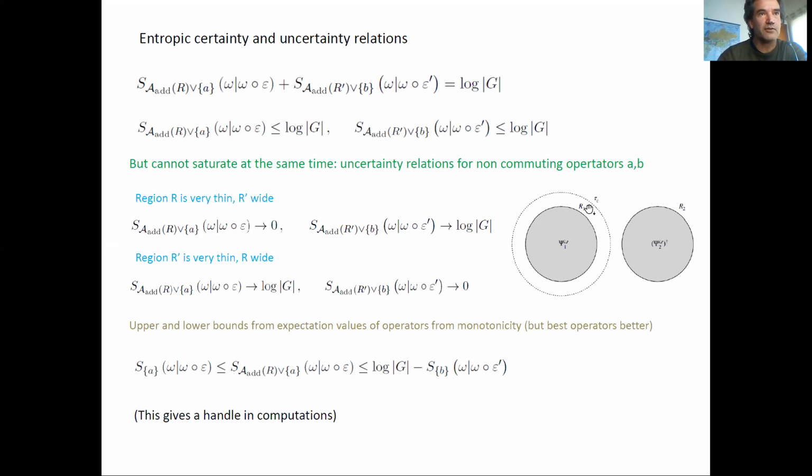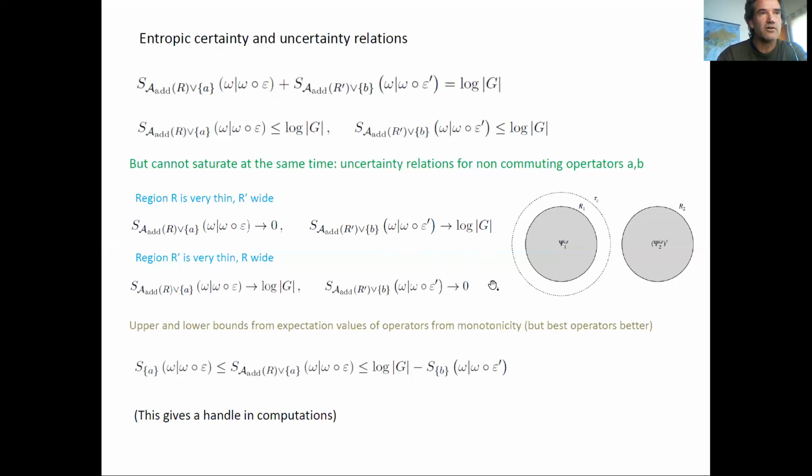Otherwise, for the complementary region, the twist operator is now very spread out, very smeared. So it looks like a normal group operator in the full space, let's say in the limit. And then it has expectation value going to 1, and this order parameter goes to a maximal value. The difference between these two states is maximal and goes to log G.